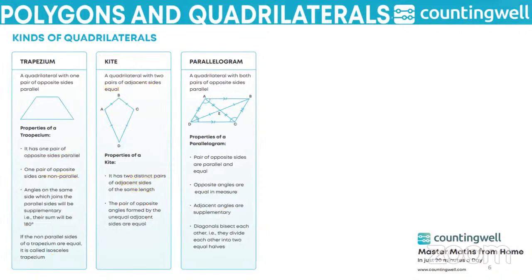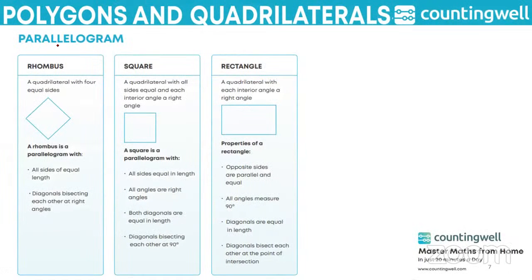Let us move to the next topic, which is parallelogram. You can see parallelogram can be a rhombus, can be a square, or it can be a rectangle. So let us see what is the difference among these three parallelograms. As these three are parallelograms, opposite pair of sides are equal and parallel. But if the quadrilateral has four equal sides, then it is a rhombus. So a rhombus is nothing but a parallelogram having all sides of equal length.